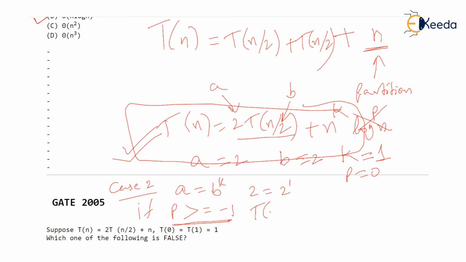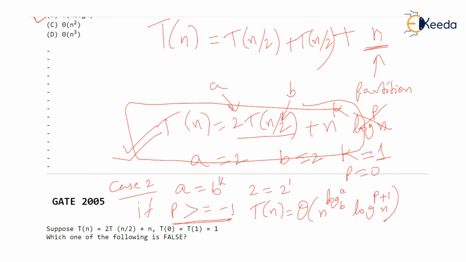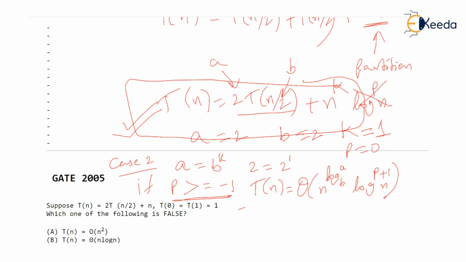Then T(n) is given as theta of n raised to log of a to the base b, into log raised to p plus 1 of n. Just refer to Master's theorem. If you have lost touch, then T(n) will be equal to theta of n raised to log of 2 to the base 2. a and b are 2 each, so this is going to be n raised to 1, and log of n raised to p plus 1. But p is 0, so 0 plus 1, that is log n. So the answer is n log n.